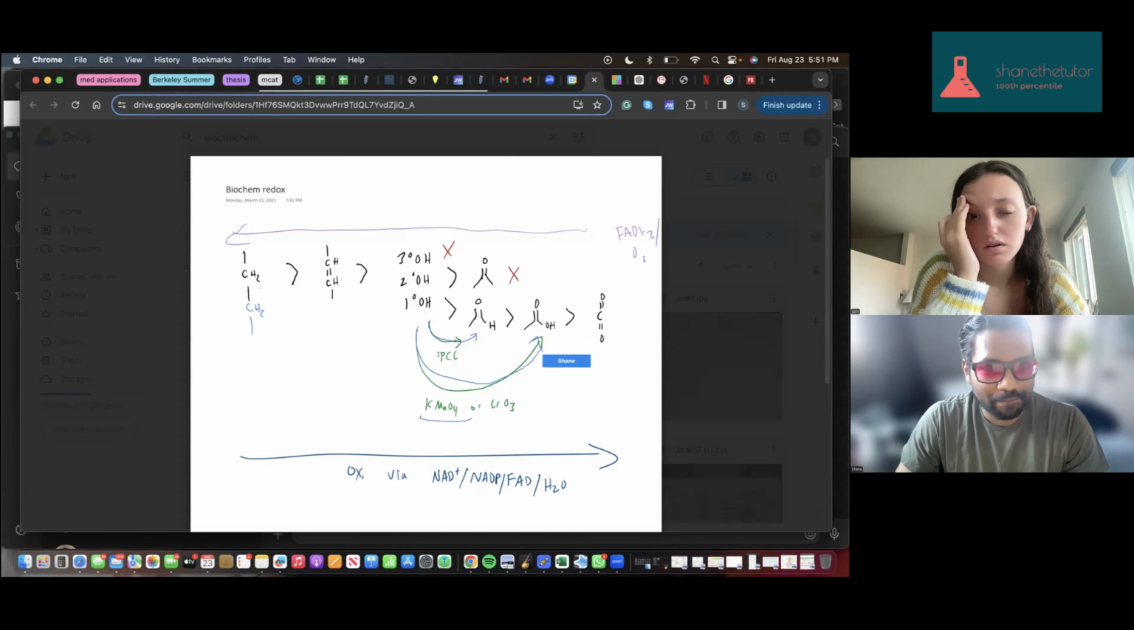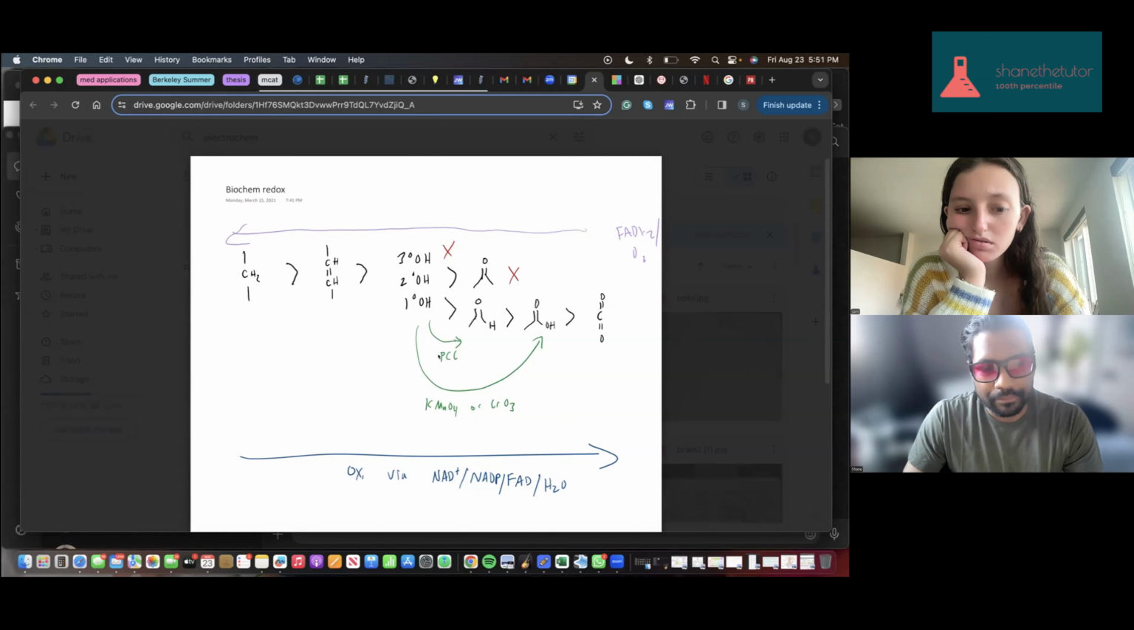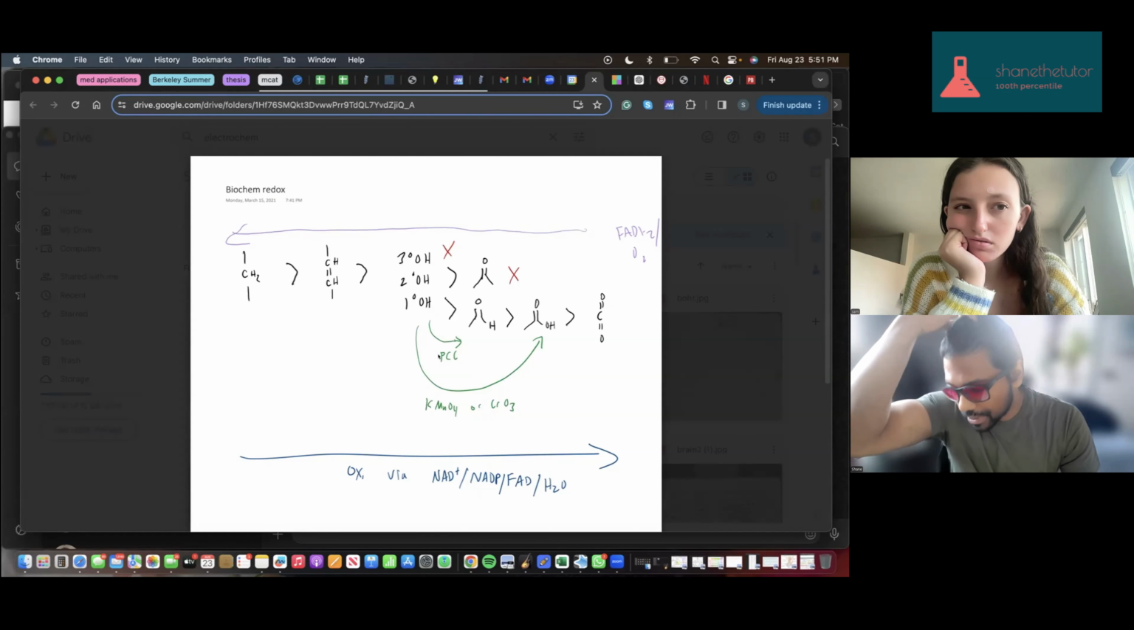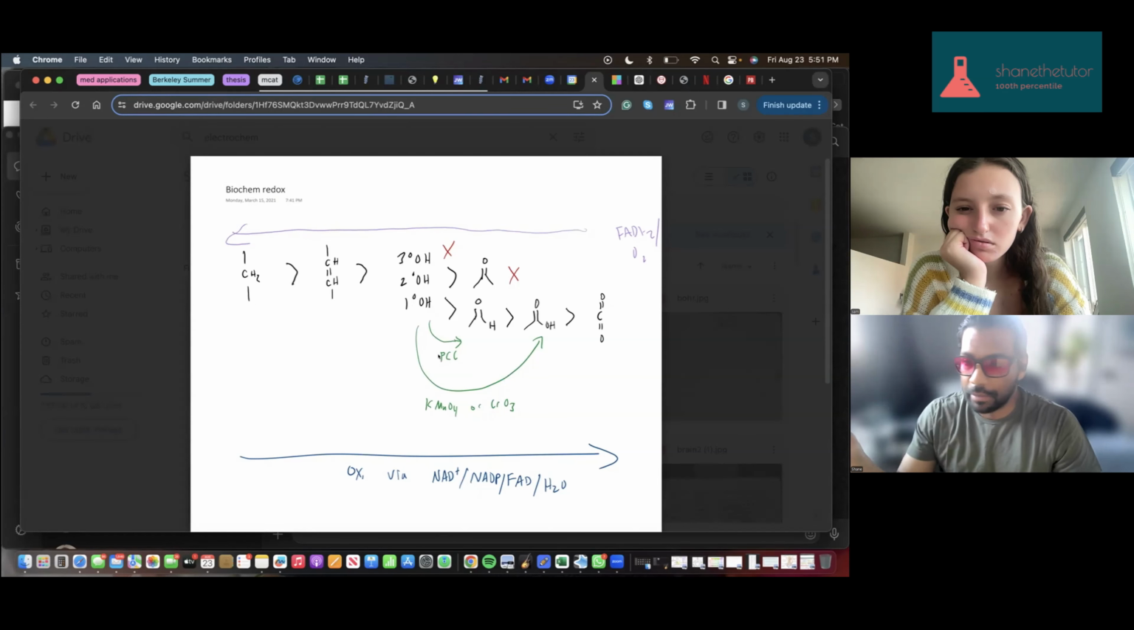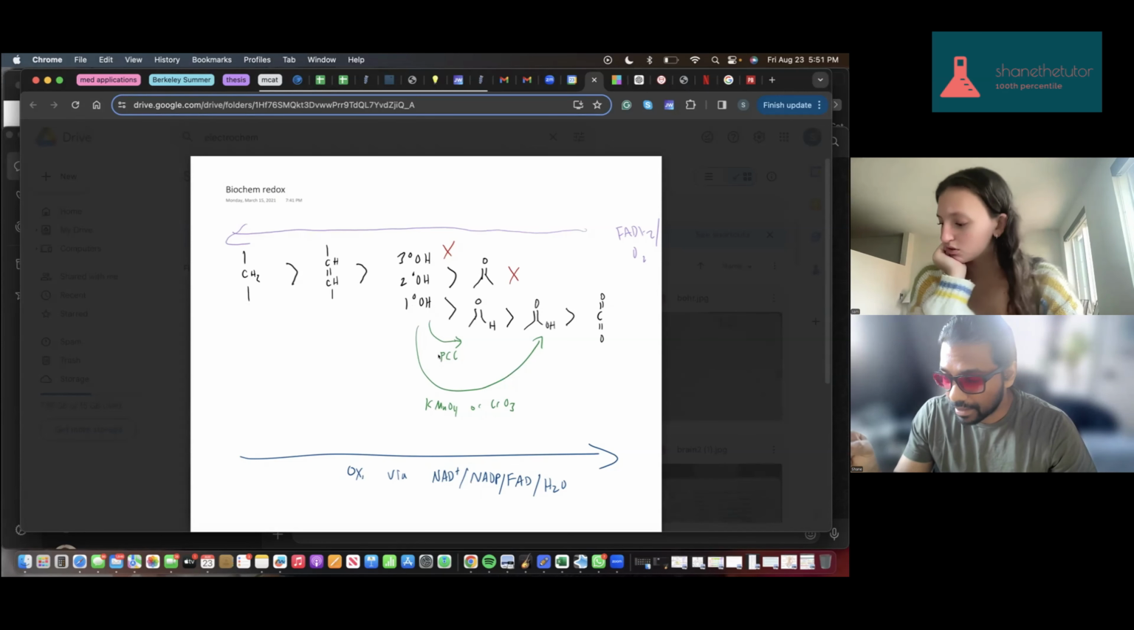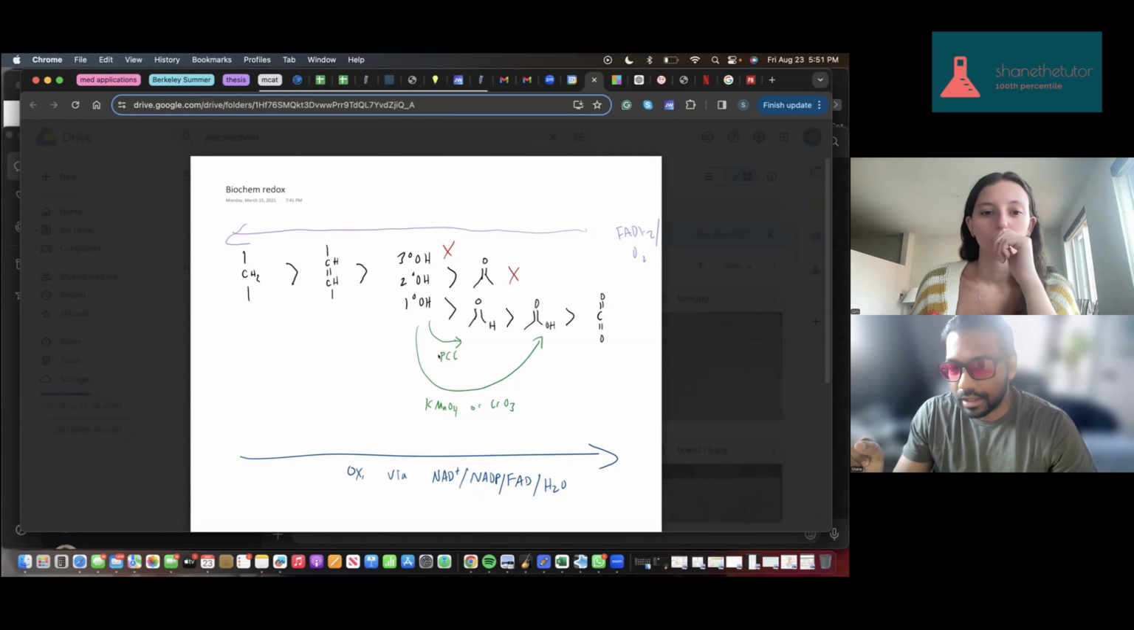If you're going the other way around, the weak reducing agent would be the sodium borohydride, which is what they said in the problem, right? So that can't reduce esters. But if it's lithium aluminum hydride, it's a strong reducing agent, and that can reduce esters as well.